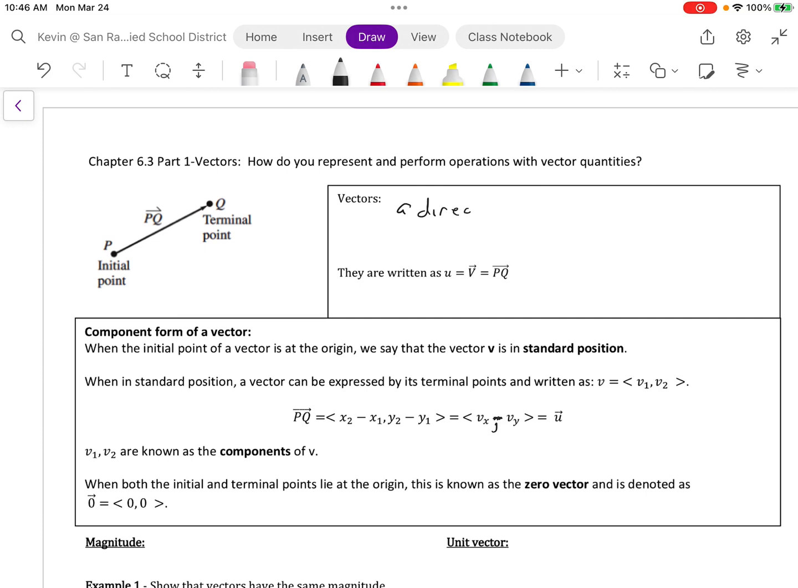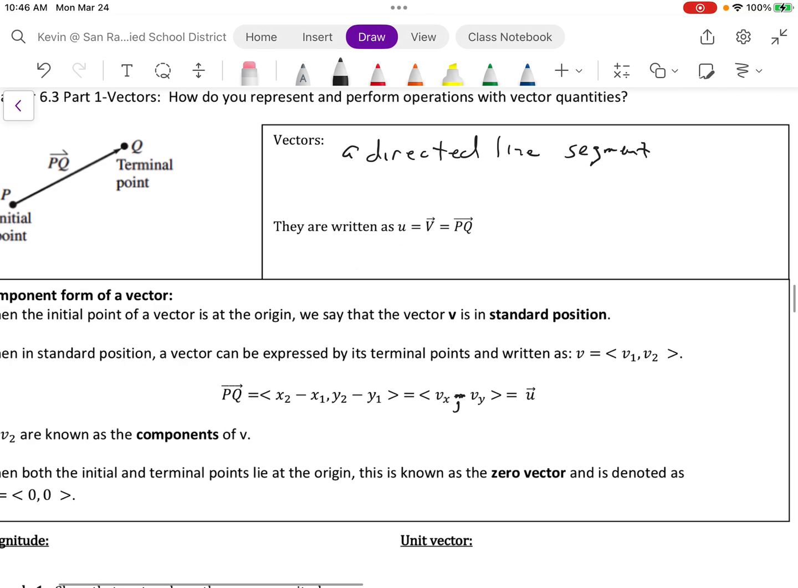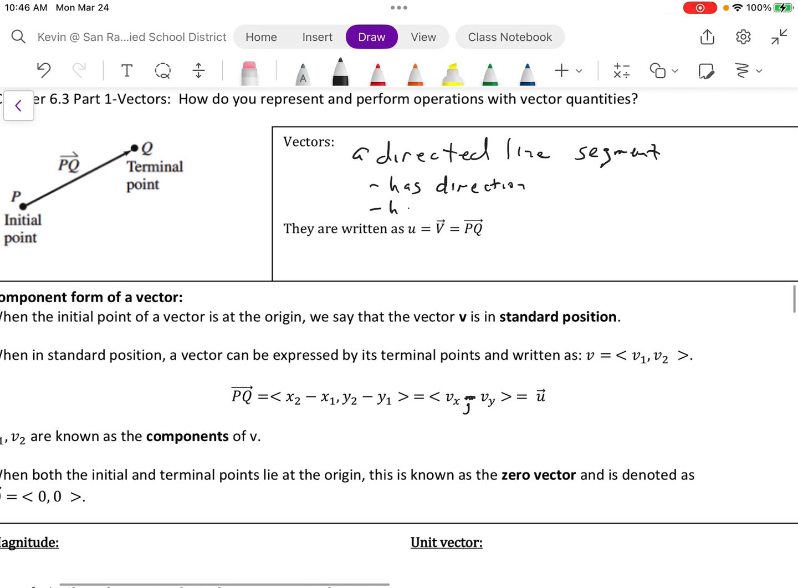A directed line segment, not just a line segment. Remember, a line segment has an endpoint, and it's directed because it has direction. And it has magnitude. And what does that mean? In other words, it has length.